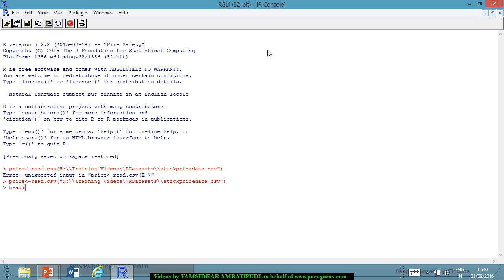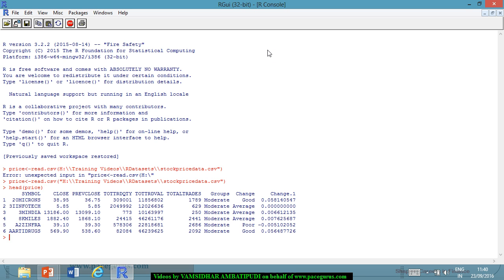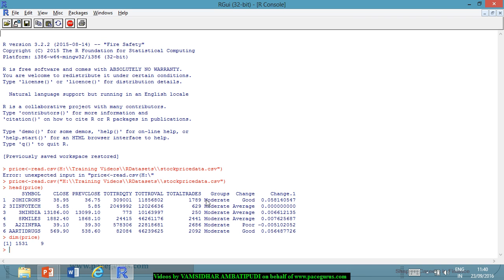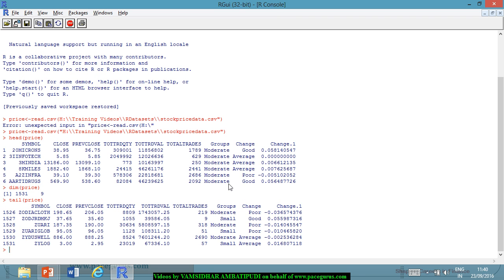And we have already seen earlier, if I'm looking at the head of this price, this is the typical data, and if I look at the dim of the price, it will tell me that there are 1531 rows and 9 columns for this data. Now, what I really want to see when I am comparing the variance is, I want to test whether the sample variances are significantly different or not. So with this question, let me look at the tail, to see what kind of groups are there. There are some small, there are some moderate, and there are some big.